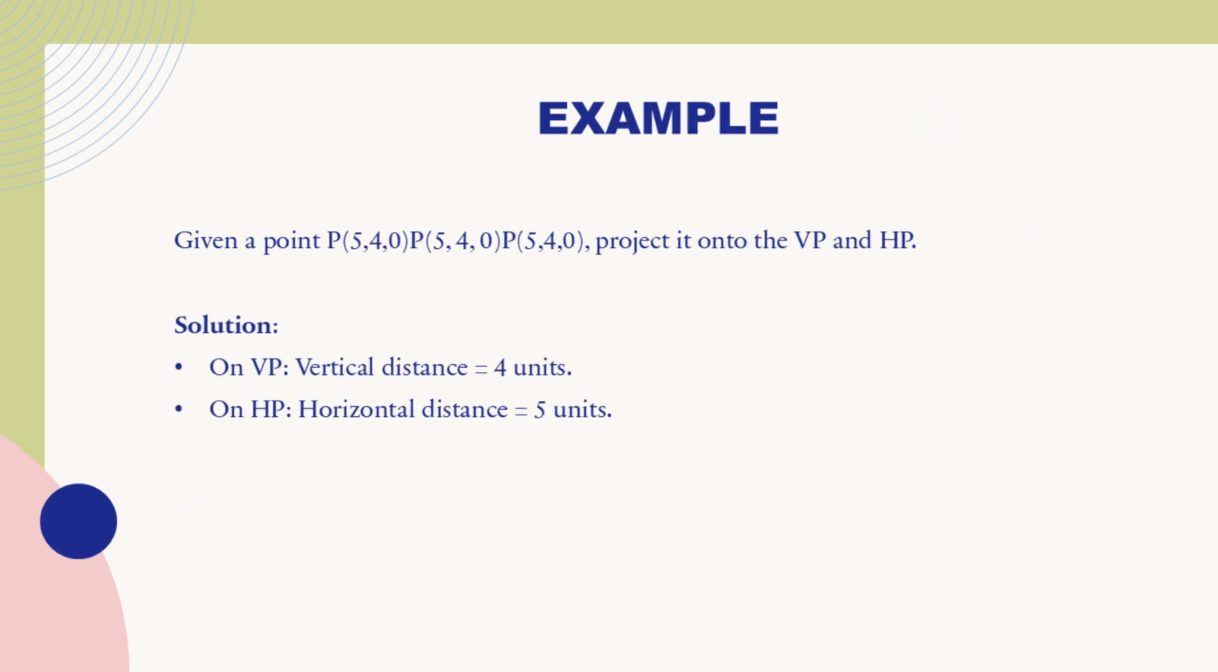Let's walk through a practical example of point projection. Consider a point P with coordinates 5, 4, 0. When we project this point onto the vertical plane, its vertical distance is 4 units. On the horizontal plane, its horizontal distance is 5 units. This simple exercise demonstrates how we transform a three-dimensional point into two-dimensional projections, a key skill in engineering graphics that allows us to represent spatial information on a flat surface.